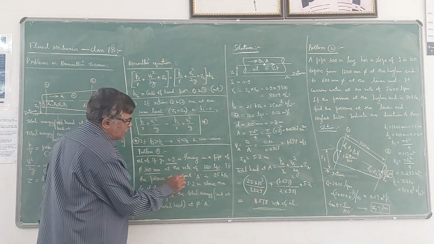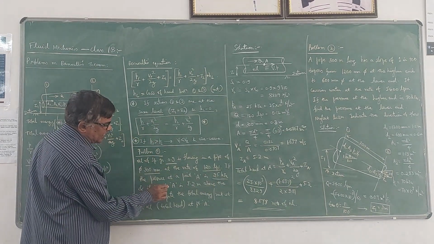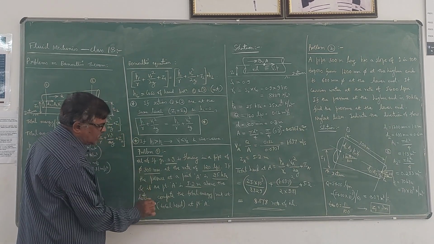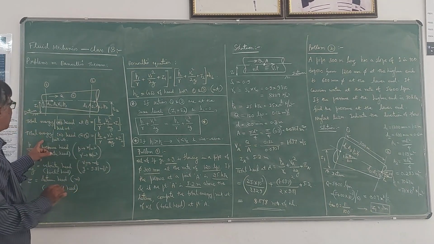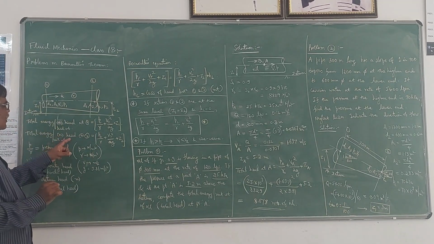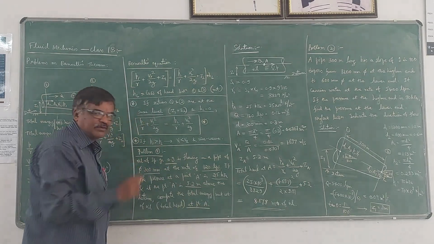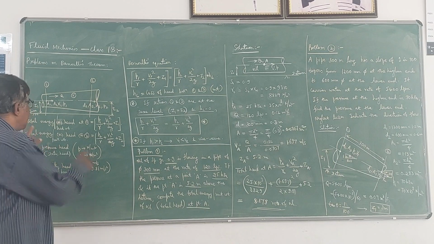If the pressure at the point A is 25 kilopascal and if the point A is 5.2 meters above the datum, compute the total energy per unit weight of oil. That means total energy per unit weight, which is also called the total head, or the total head at point A. So this is the given problem. In the first problem, he has asked only what is the total head.